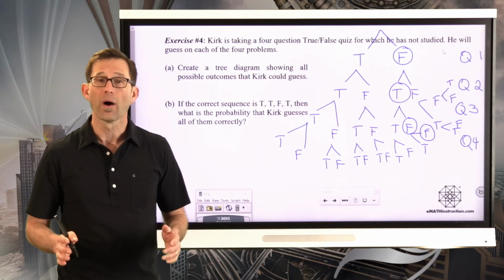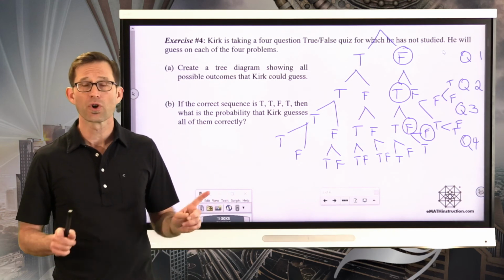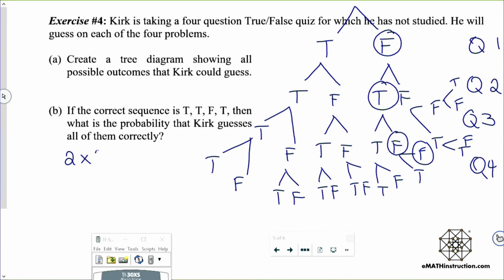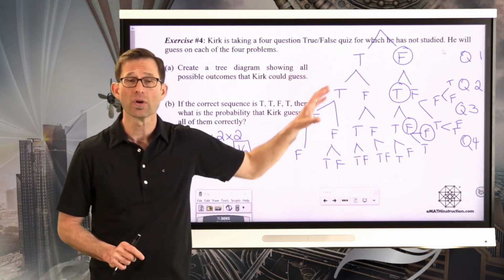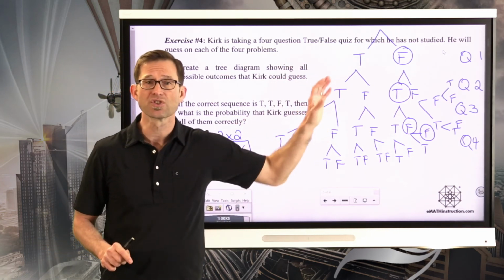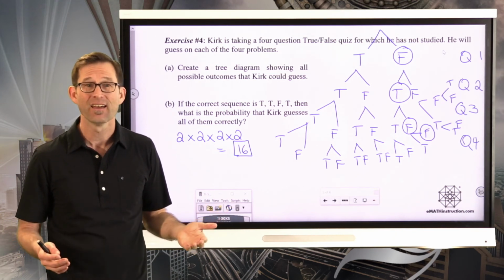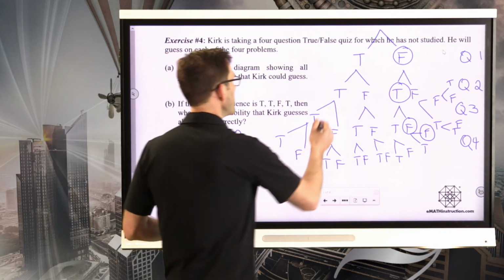All right. Well, first thing I want to know is how many possibilities are there? Remember, I can count the terminal branches, or I could say, well, there's 2 choices on the first one, 2 choices on the second question, 2 choices on the third question, 2 choices on the fourth question. There would be 16 possibilities. 16 possible ways that the teacher could arrange the answers to work out on this true-false test. But there's only one way that you get them all right. And that would be if you went down this branch.